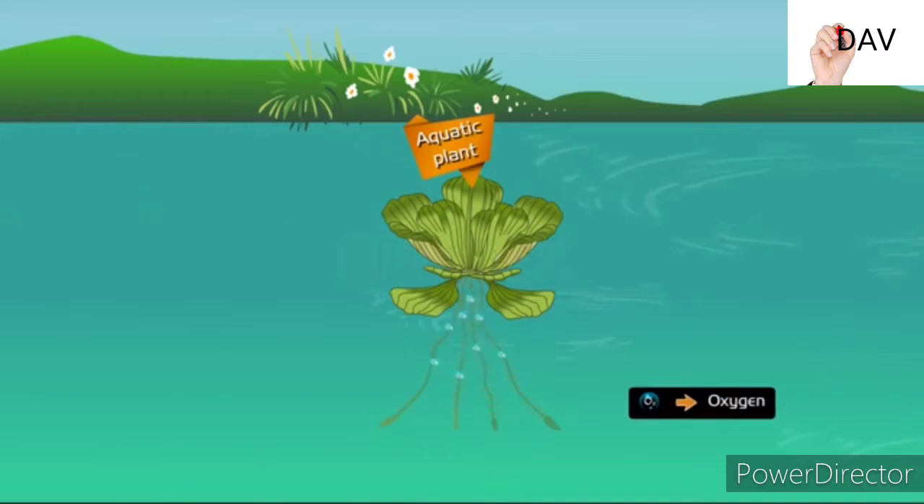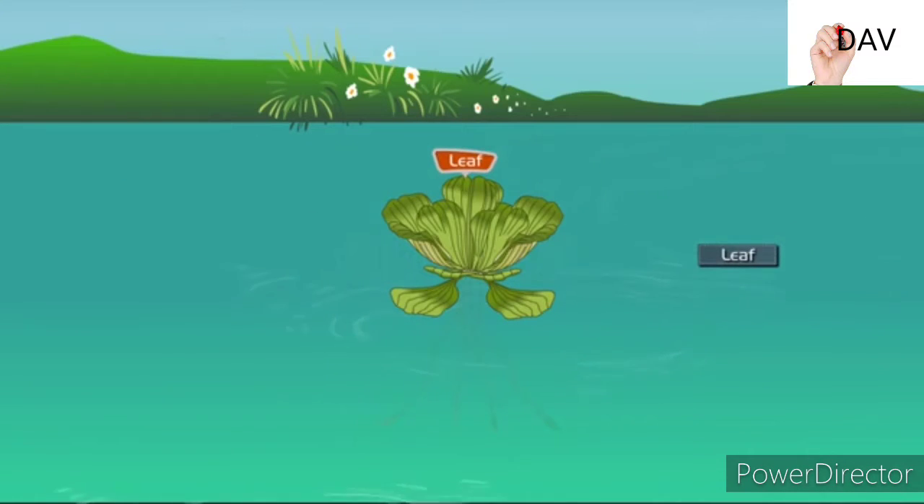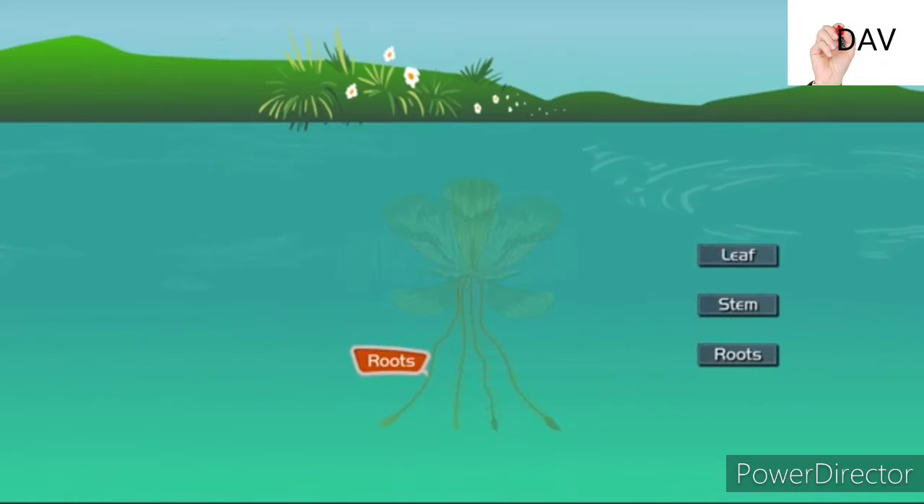Aquatic plants will take the oxygen which is soluble in water. In these plants, gases exchange will be carried out by leaves, stem and roots.